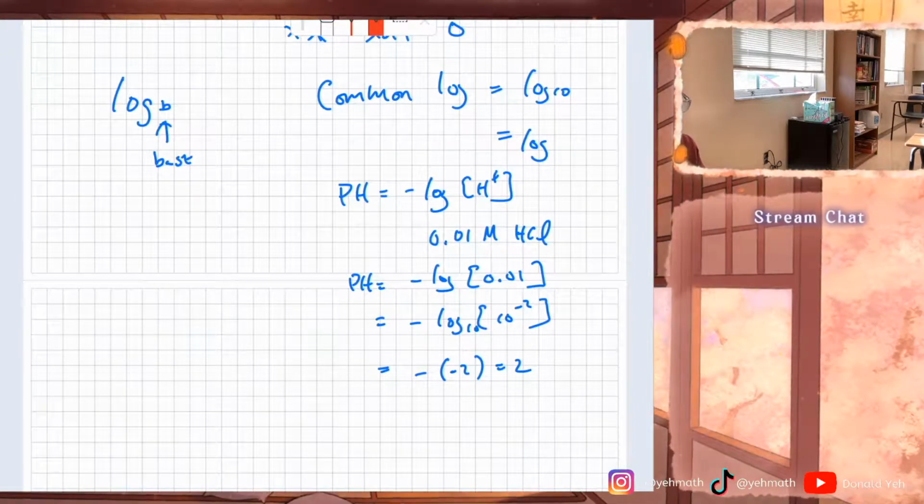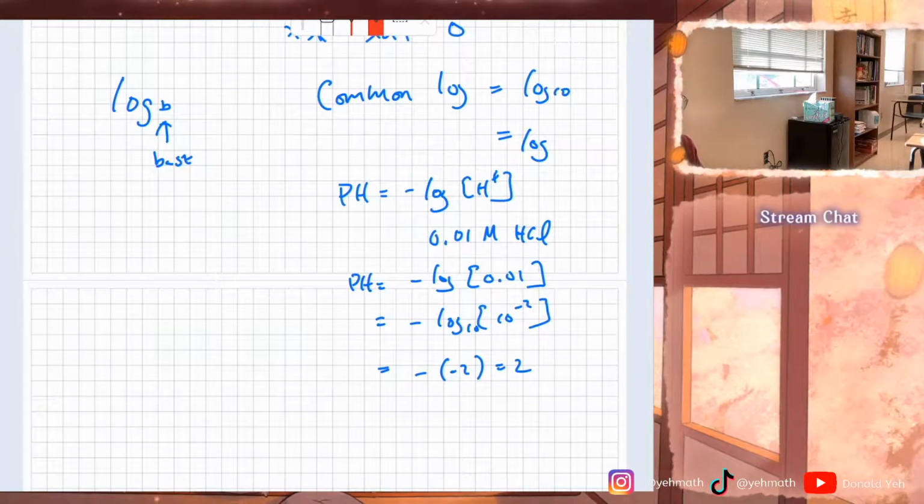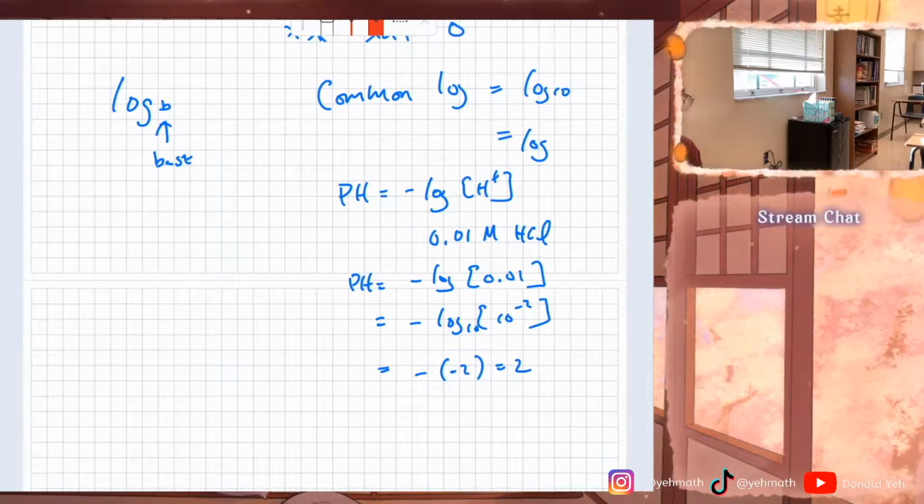The reason it's 2 is because of this log base 10 of 10. They're going to cancel out, and that's going to be negative 2. Negative 2 times negative is going to be 2. That's a pH of 2.